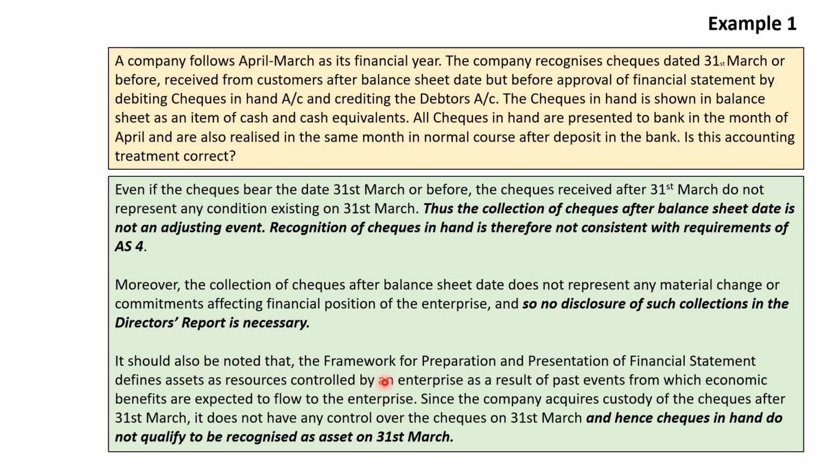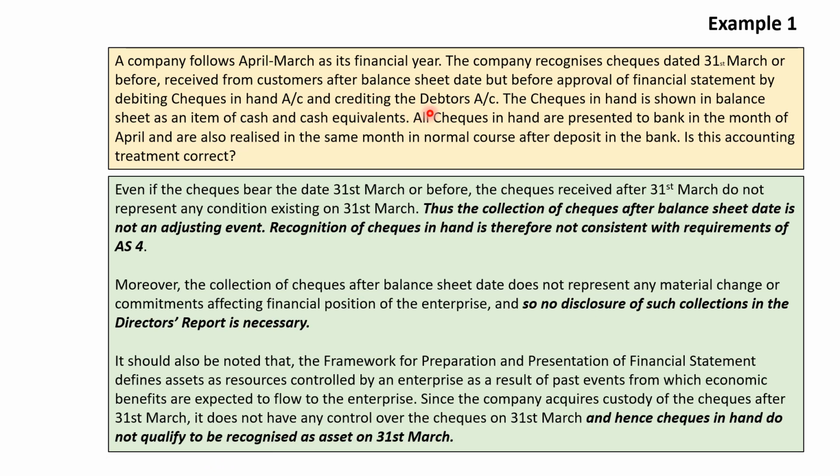It should also be noted that the framework for preparation and presentation of financial statements defines assets as resources controlled by an enterprise as a result of past events from which economic benefits are expected to flow to the enterprise. Since the company acquires custody of the cheques after 31st March, it does not have any control over the cheques as on 31st March, and hence cheques in hand do not qualify to be recognized as an asset on 31st March.